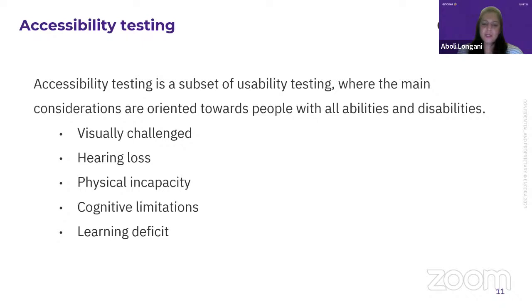Then we also have some users with partial or complete hearing loss issues, which we call hearing loss. So basically, the testing focus is that we need to provide captions for all the video content and transcripts for audio content, so it becomes easy for the users to understand. The third is physical incapacity.